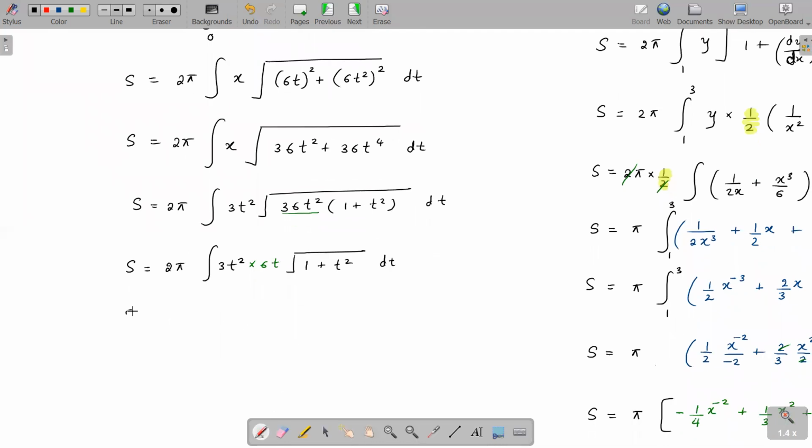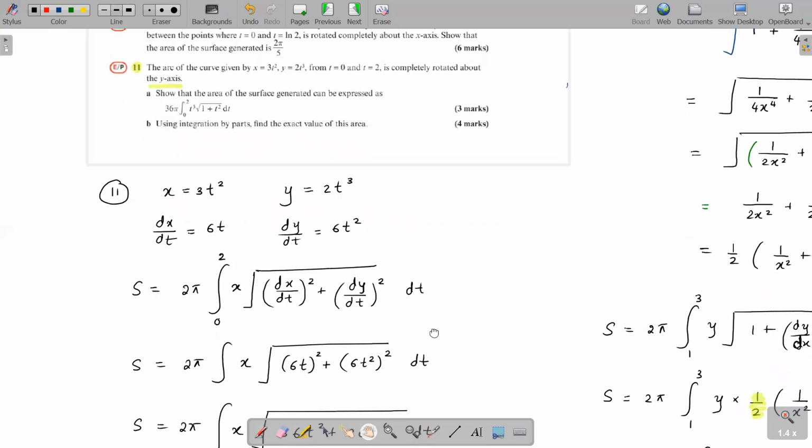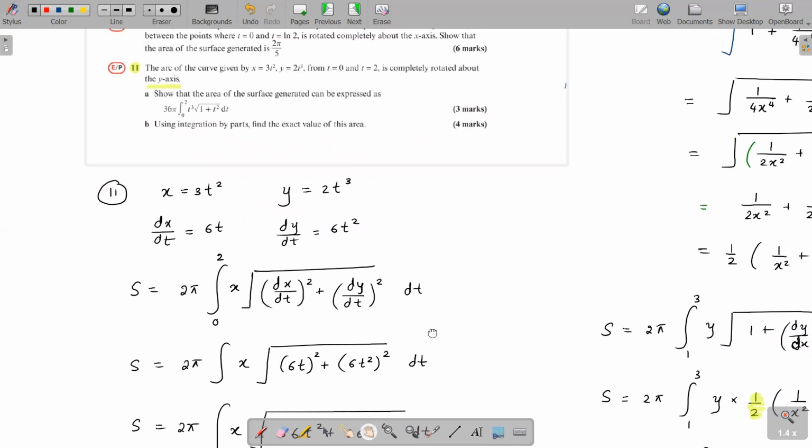Then we'll take all the numbers out. I can take the 6 and the 3 out along with the 2. 2 into 3 is 6, 6 into 6, 36 pi comes out, and inside here t square times t is t cube. 1 plus t square dt, and your limits are from 0 to 2, which is the show that you want for part A, just 3 marks.